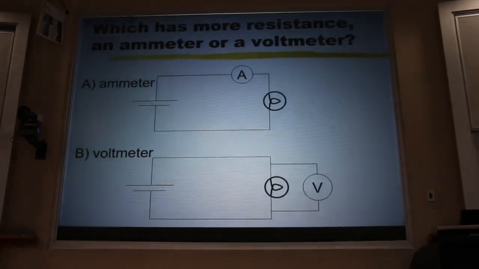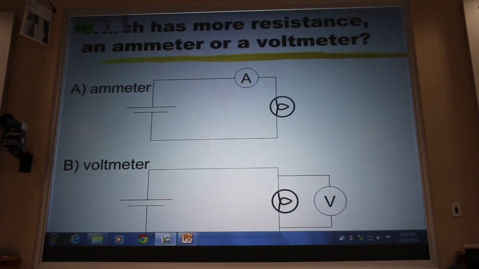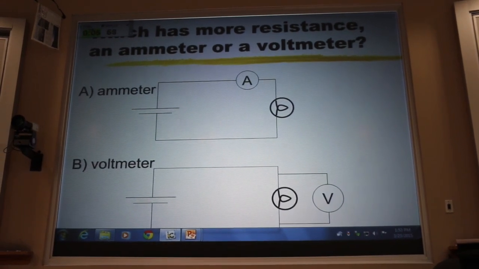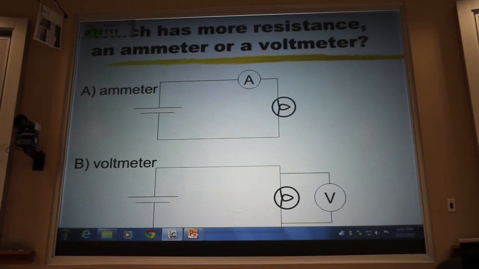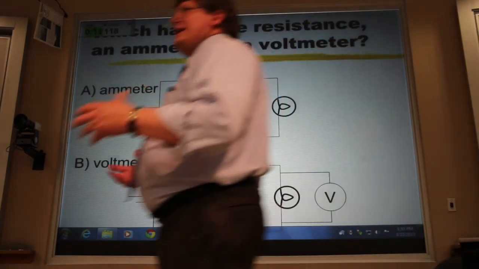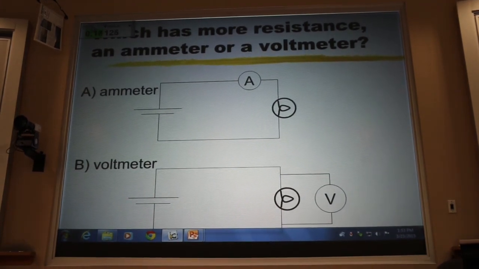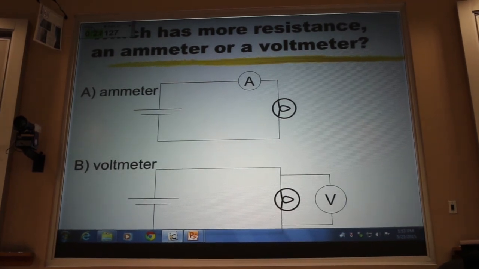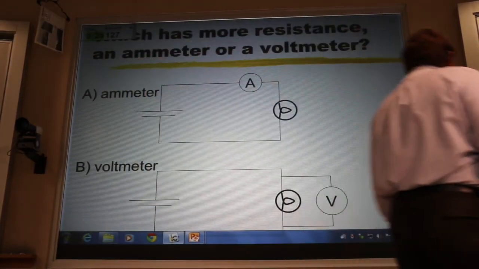All right? So, when we hook that up, we get a trickle of charge because it has so much resistance. So, please, which has more resistance, an ammeter or a voltmeter? I just gave you the answer. And folks, let me be clear about why I just gave you the answer. In the previous class, I did all the teaching, but I didn't give the answer. When I asked this question with the clickers, it was 50-50. It's as if I had said nothing. It's as if there had been no lecture. So, do better than that.